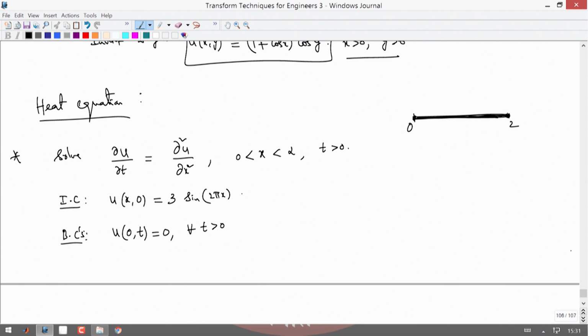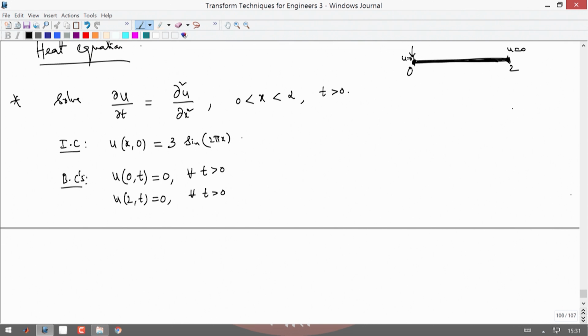At this point I keep this rod always at temperature 0, u at 0 here. At the other place also I maintain both the ends at 0 temperature. Even here I maintain u equal to 0. Then how do you solve this heat equation? What is the temperature of this rod for all other times?